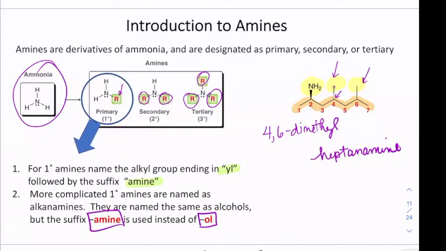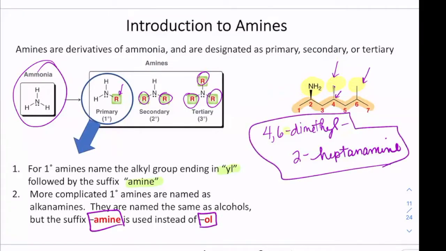The only thing is we need to indicate where the amine is. And so we're going to put a 2 right here. So the full name of this compound is going to be 4,6-dimethyl-2-heptaneamine. So that is the final answer. Please note that we have the dashes anytime we have a letter by a number. However, whenever we have two numbers next to each other, we are going to put a comma. This naming works for primary amines only.